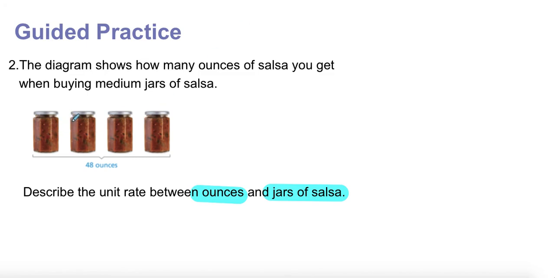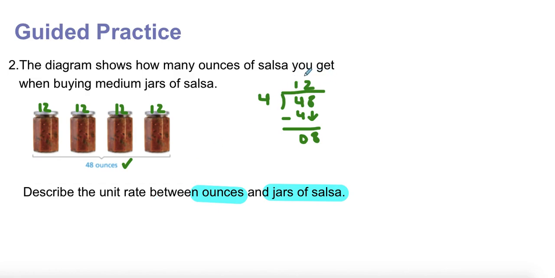Since I know that there are 1, 2, 3, 4 jars of salsa, I'm going to divide 48 divided by 4 jars of salsa. And I get an answer of 12. Let's see how we can make sense of our answer. If each jar of salsa weighs 12 ounces, then when I add these values up, I should get 48 ounces. And that's how I know that my value is correct.